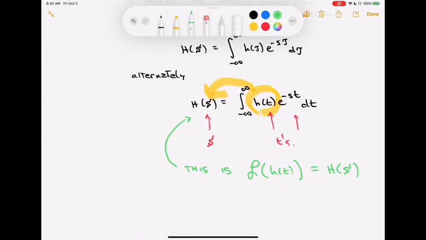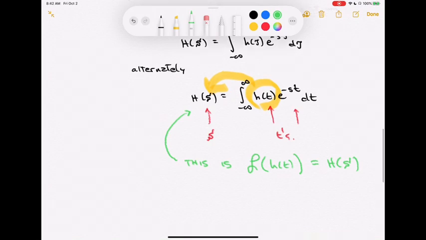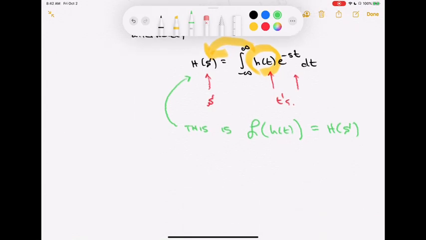So when we look at a complex exponential going through a system, we see that that same complex exponential comes out, as long as the system was linear time invariant, multiplied by a complex factor. And that complex factor is just the Laplace transform, something you've seen before. It's just the Laplace transform of that time domain signal, h of t, the unit impulse response of the system.